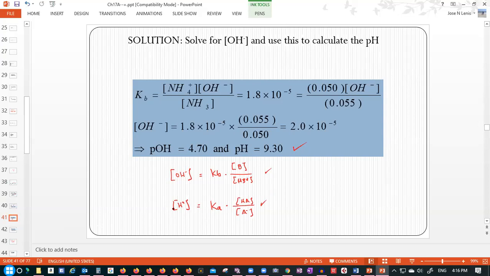Most of the time you want to know pH, not pOH. So from here you find pOH and from here you find pH. You need to do this extra step to get the pH.